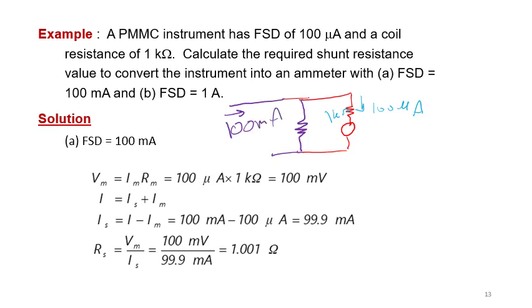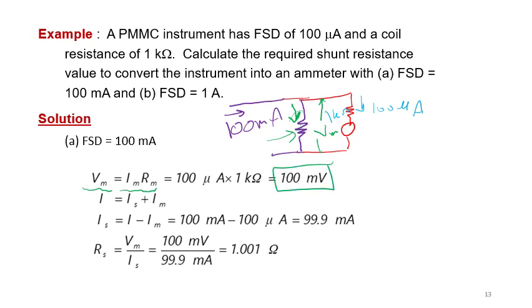So how are we going to calculate this? Simply, we are going to calculate Vm between these 2 points. Then, after calculating Vm, I will calculate Is. Then Vm over Is is equal to R shunt. How did he do it? To calculate Vm, it's equal to Im Rm, which equals 100 millivolt.